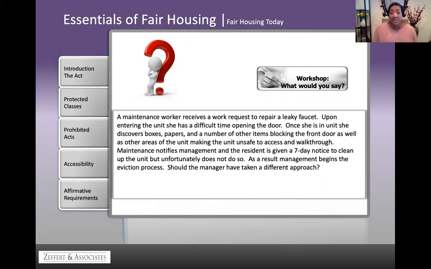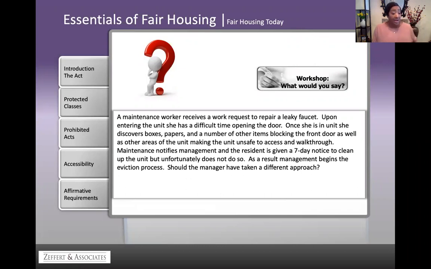Maintenance notifies management, and the resident is given a 7-day notice to clean up the unit, but unfortunately does not do so. As a result, management begins the eviction process. Should the manager have taken a different approach based on the guidance I gave you before this slide? Absolutely. You do not want to immediately go to give them a notice to vacate. We want to retain that resident. We have to recognize this is a mental disability and do all that we can to work with them before those exhaustive efforts have led to, we've got to evict you.